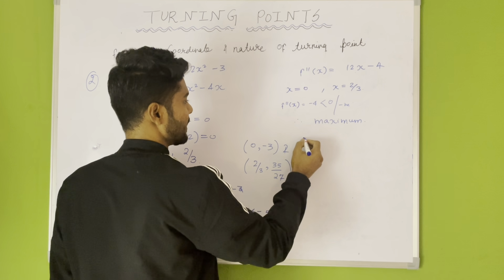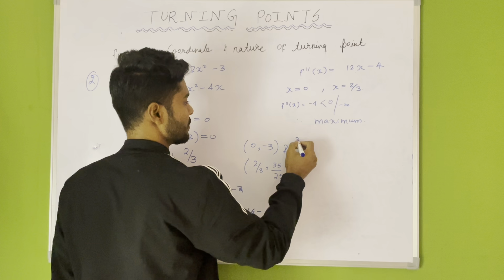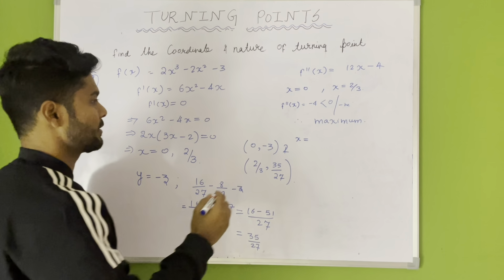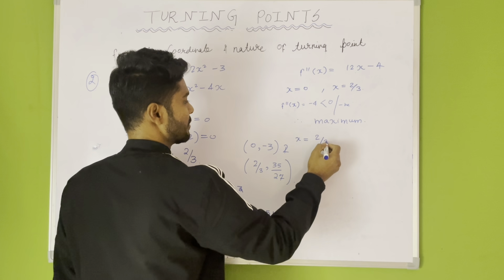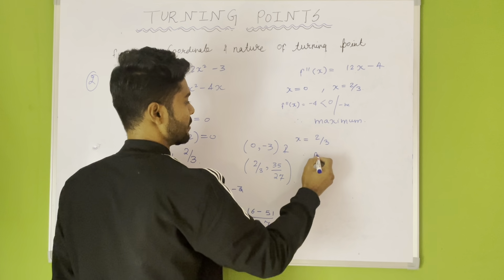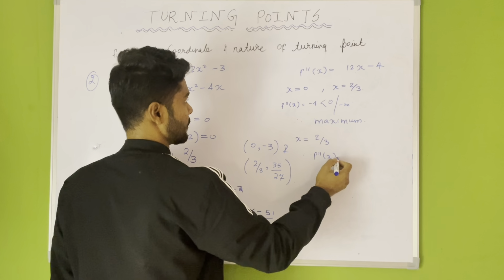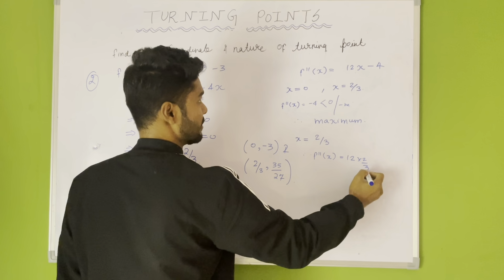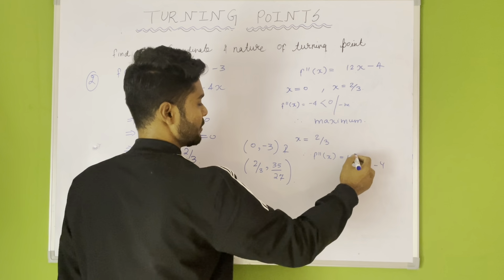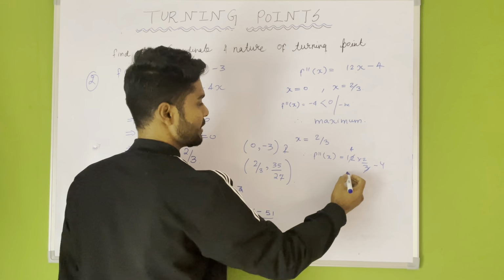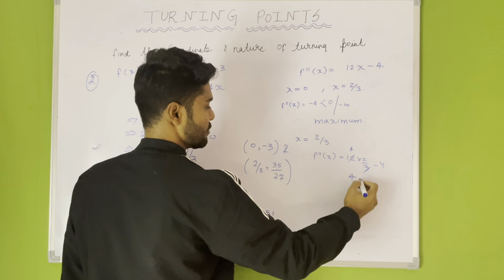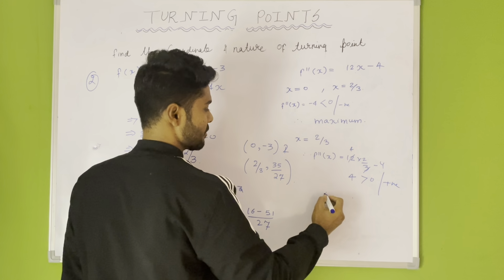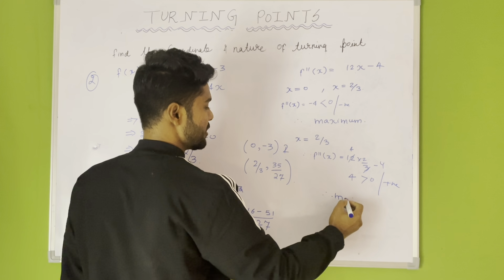Now we will put x equals 2 by 3. Therefore f double dash x is equal to 12 into 2 by 3 minus 4. So 3 4s are 12, 4 is 8, 8 minus 4 is 4, which is greater than 0 or positive in nature. Therefore it is minimum.